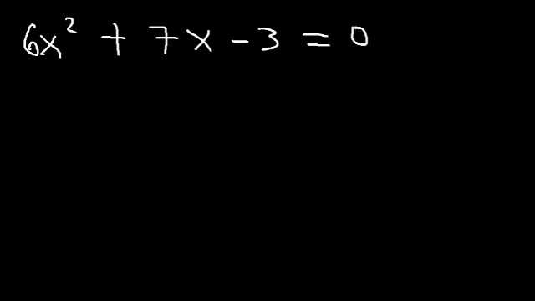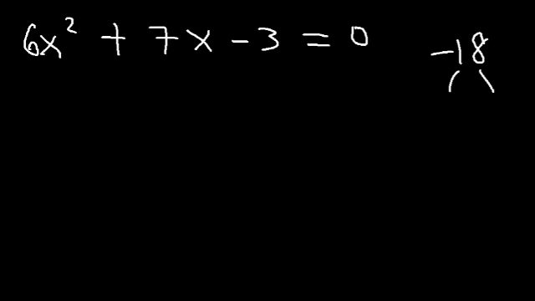Let's try another problem like the last example. 6x squared plus 7x minus 3 is equal to 0. So solve this quadratic equation by factoring and by using the quadratic formula. The leading coefficient is not 1, so we need to multiply 6 and negative 3. 6 times negative 3 is negative 18.